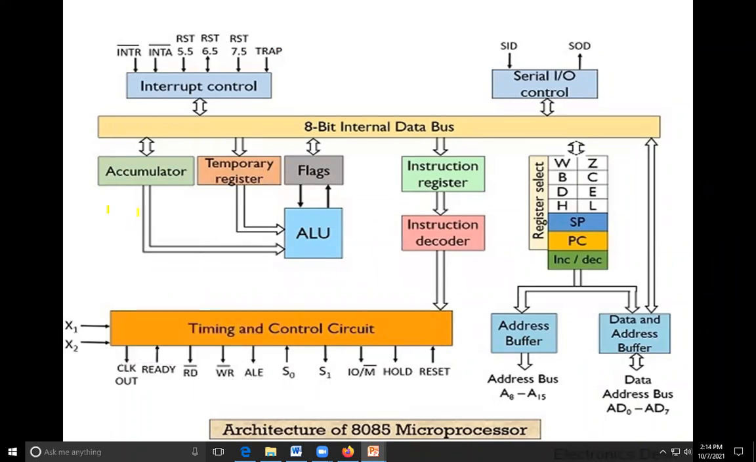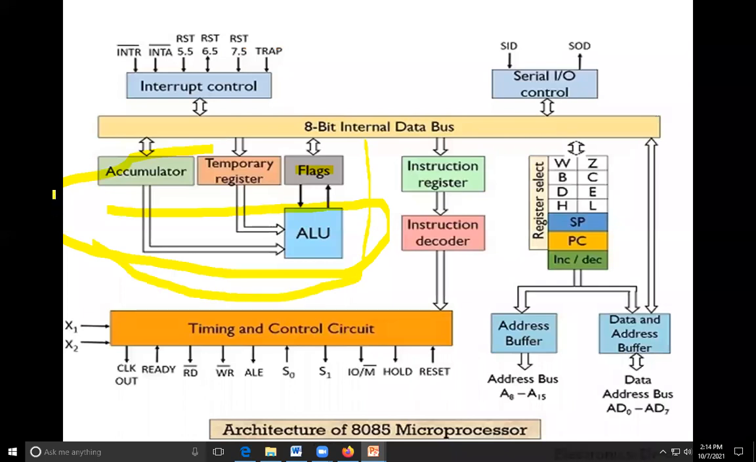This is our ALU part. This is the accumulator, temp register, and flags. This flag is given as input to the ALU, and the output goes to the flags. This is the first part of our architecture: the ALU and accumulator, where you have to store the result in the accumulator.